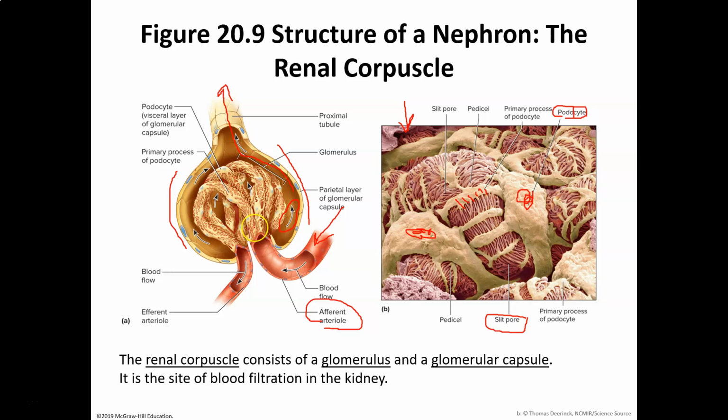Things that are small enough to get through those slits get into the tubular system. Things that are not small enough do not get in there, and they continue on out, so they go out the arteriole. Things like red blood cells and bigger proteins can't fit through the slits. So, recap: the whole thing is a renal corpuscle. It consists of the glomerulus and the glomerular capsule. There are podocytes that have slits in between them that help to start the filtration process.